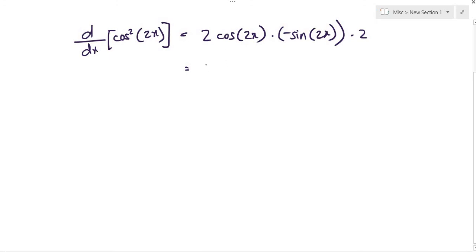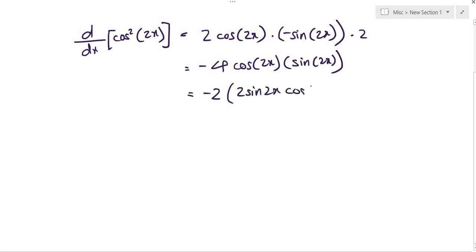So we have negative 4 times cosine of 2x times sine of 2x. Well, we can just use one of the 2's in the 4. So 4 is 2 into 2. We can use one of the 2's to get 2 times sine of 2x times cosine of 2x, and this is just the sine double angle formula. So this is negative 2 times sine of 4x.